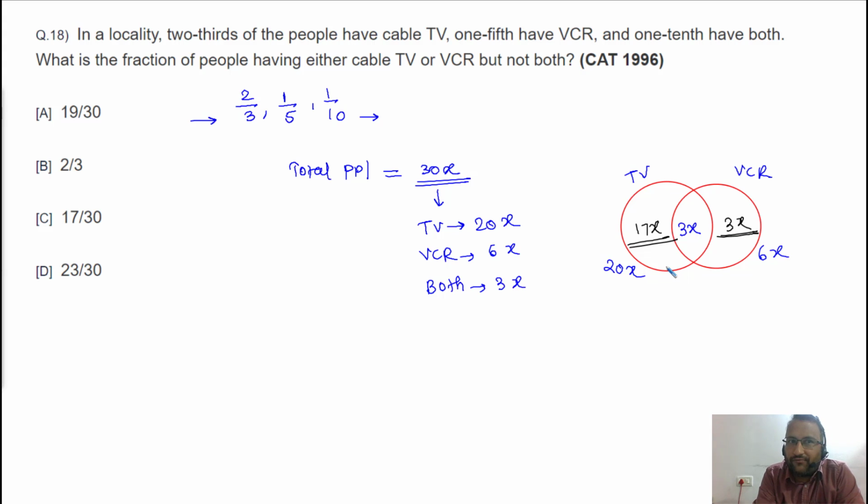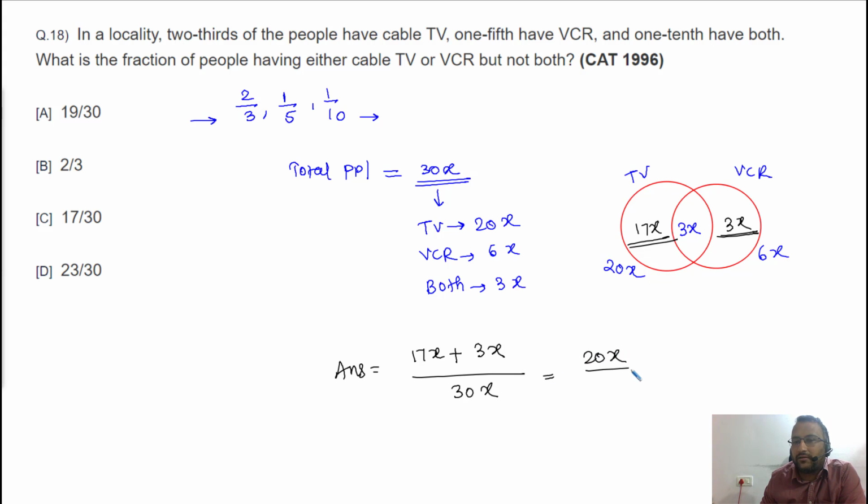The question is, what fraction of the people having either cable TV or VCR but not both? So out of total people, out of 30x people, how many people are having cable TV or VCR but not both? It means only cable TV plus only VCR, that is equal to 20x divided by 30x, that is equal to 2 divided by 3. So 2/3 of people are having either cable TV or VCR but not both. The answer is option B.